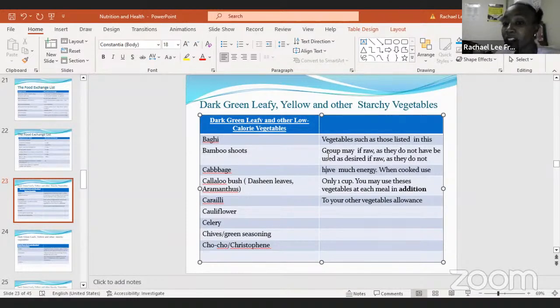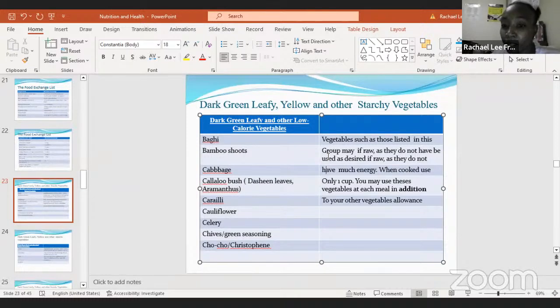So if you notice, it says here, vegetables such as those listed in the group may, if it is raw, or sometimes if it's not desired, because sometimes when you cook the vegetables, you're damaging the protein. You denature the protein, so you lose some of the nutrients. So if you're cooking vegetables, you're not supposed to be cooking them for too long, right?